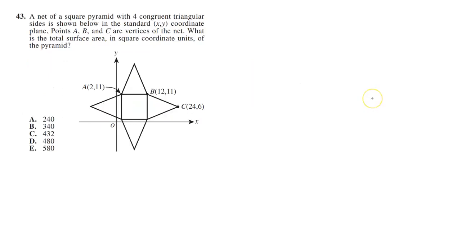Okay, next one. It says a net of a square pyramid with 4 congruent triangular sides is shown below in the standard XY coordinate plane. Points A, B, and C are vertices of the net. Okay, makes sense. What is the total surface area in square coordinate points of the pyramid? Total surface area is going to be the area of every surface. So we have 1, 2, 3, 4, 5 surfaces. So what we're going to do is find the area of one triangle, multiply that by 4, and then add it to the area of the square. So let's find the area of the square. That's probably the easiest one to do.